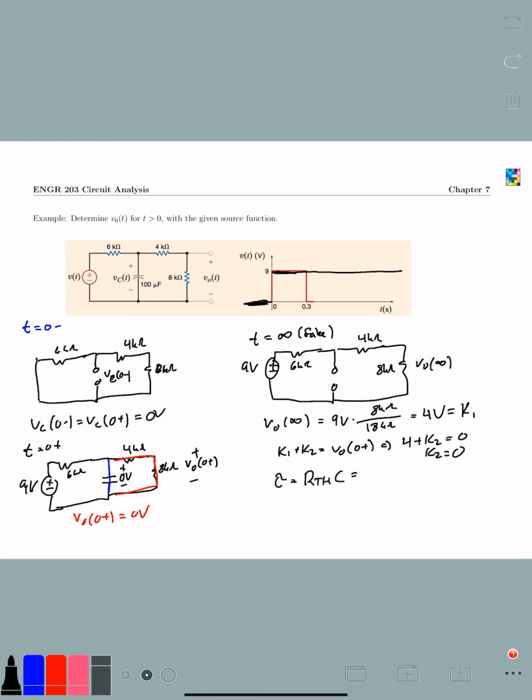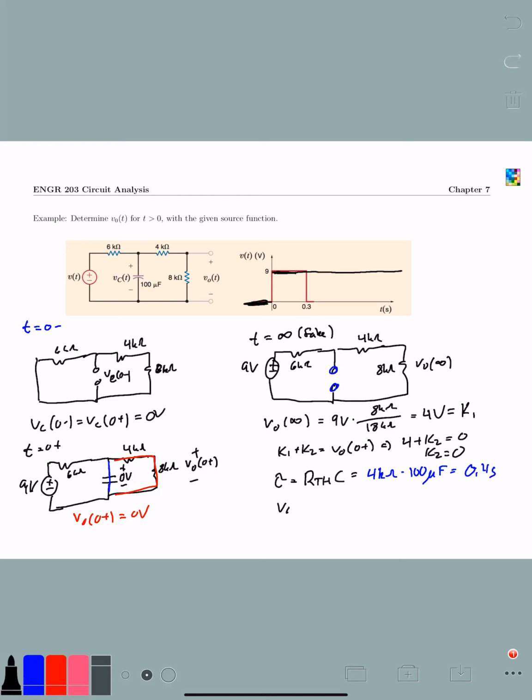Well, in this case, from the point of view of the capacitor here, the 4 and the 8 is 12. That's in parallel with 6. Let's see here, 72 over 18 is going to be 4. So 4 kilo ohms times the capacitance of 100 microfarads, that is going to give me 0.4 seconds.